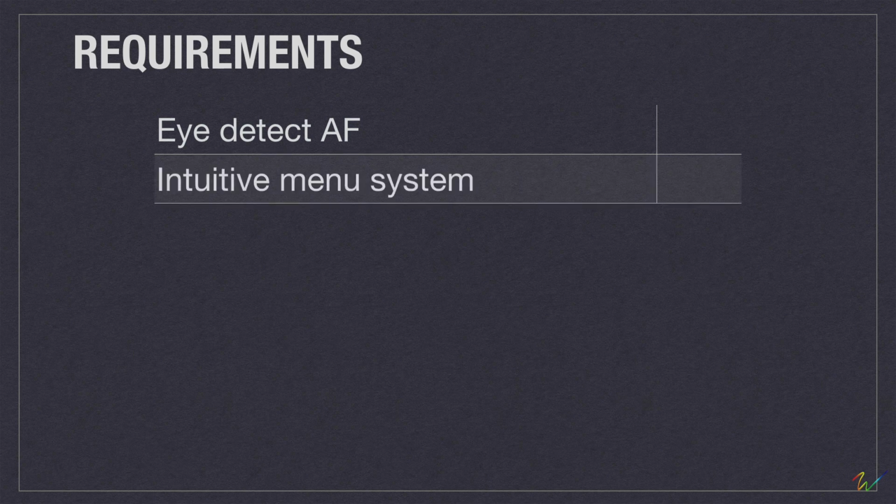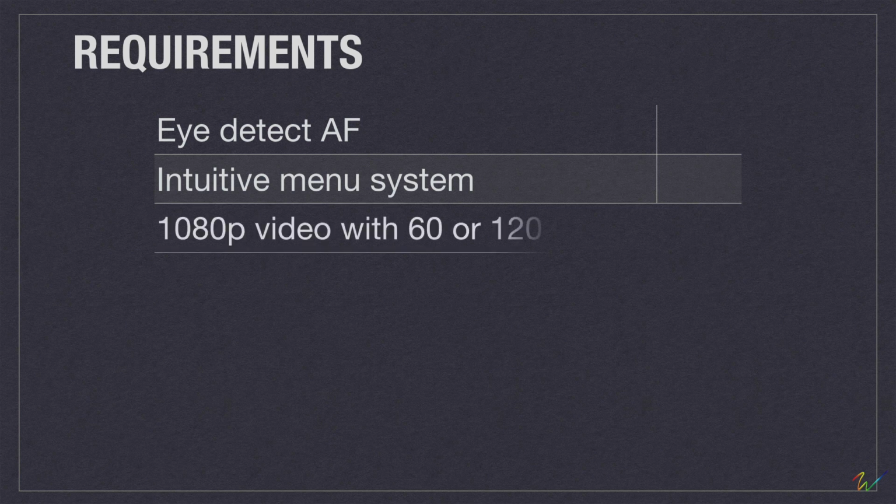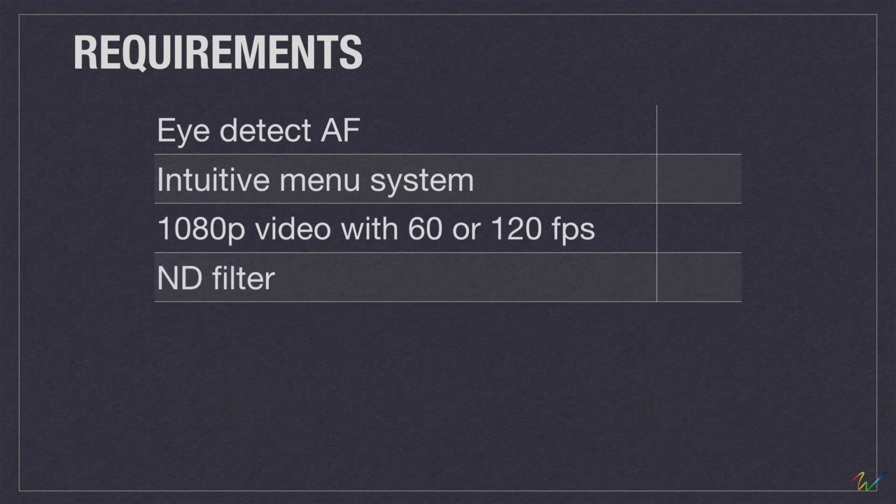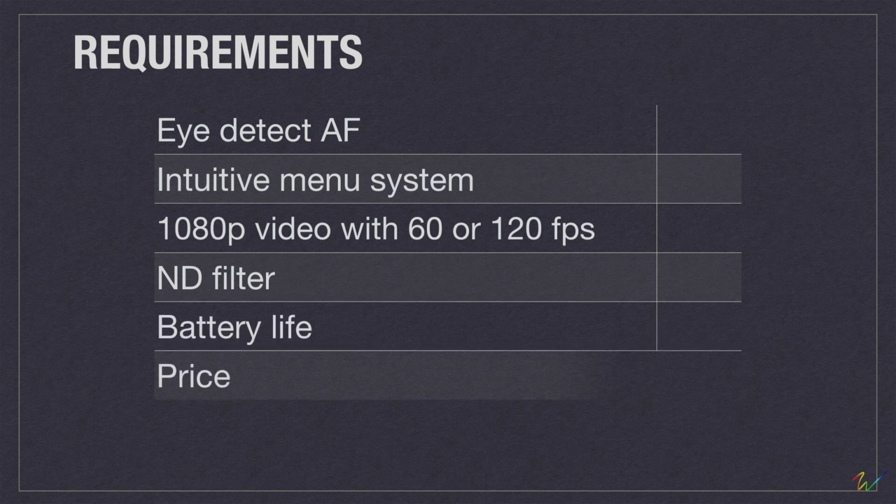An intuitive menu system is necessary nowadays for any type of technology. I'm going to be recording in 1080p. I don't really need 4K. And I'd like to be able to record up to 60 frames per second, or 120 if possible. A built-in neutral density filter, and good battery life. And of course, the price.